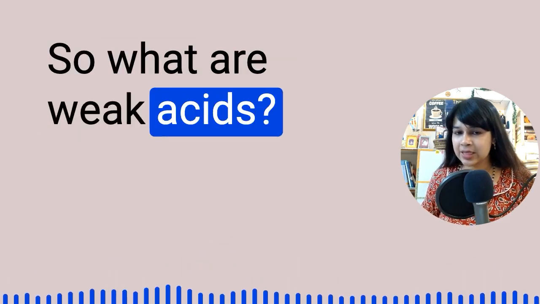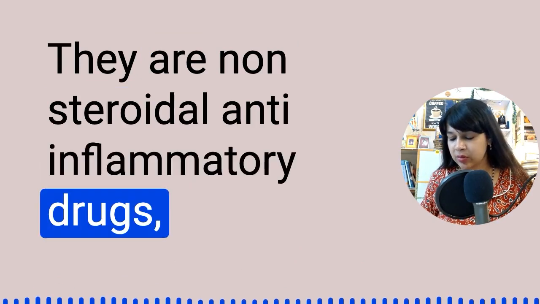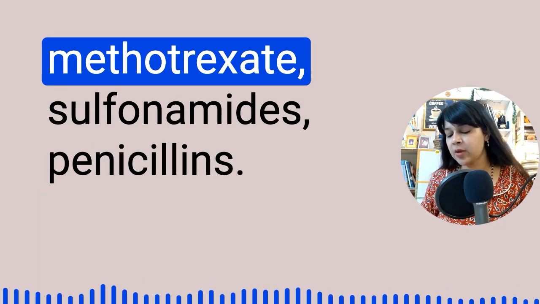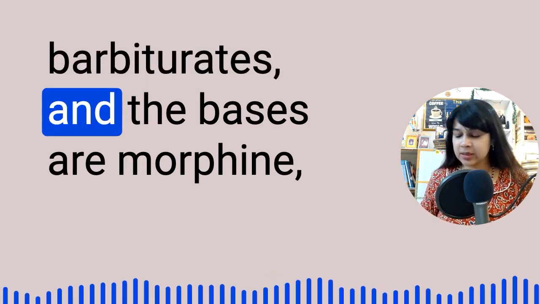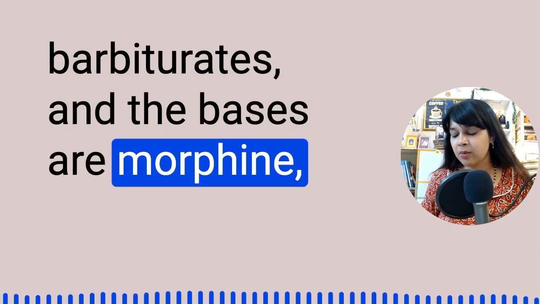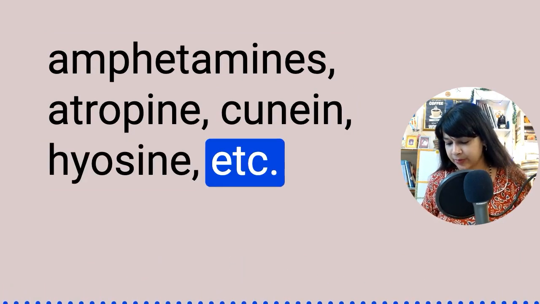So what are weak acids? Good examples are non-steroidal anti-inflammatory drugs, methotrexate, sulfonamides, penicillins, barbiturates. And weak bases are morphine, amphetamines, atropine, quinine, hyoscine, etc.